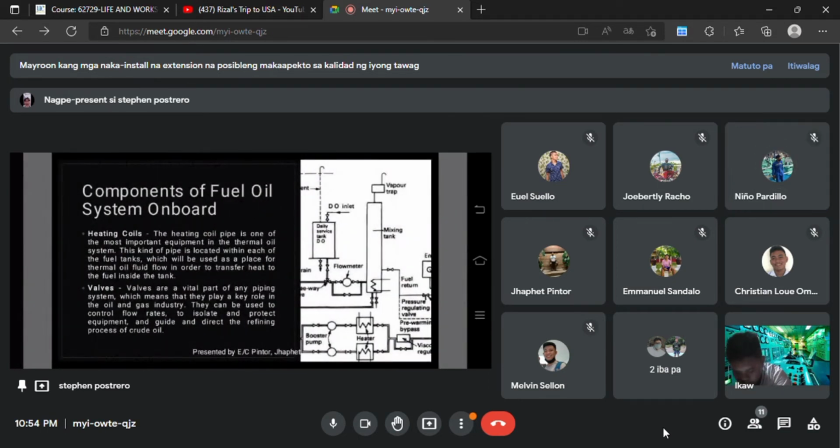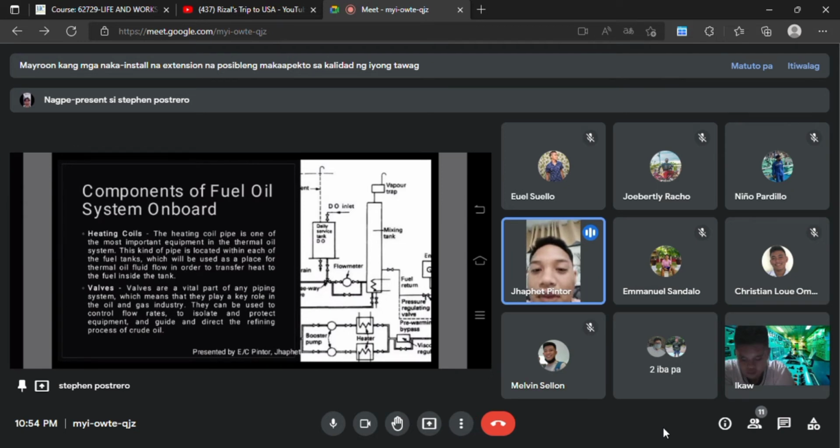Components of the fuel oil system on board. Heating coils. The heating coil pipe is one of the most important equipment in the thermal oil system. This kind of pipe is located within each of the fuel tanks, which will be used as a place for thermal oil fluid in order to transfer heat to the fuel inside the tank.